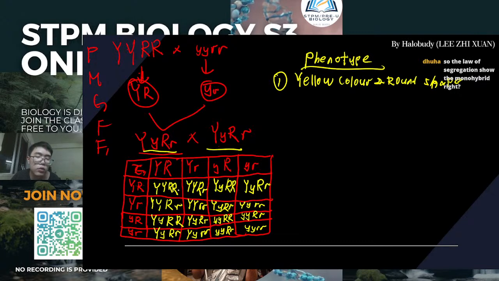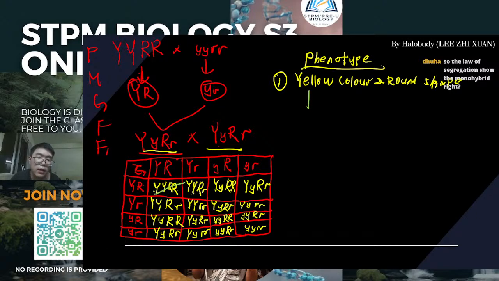Okay, so which one is yellow color? So we check one by one. Okay, so this one is yellow color, right? Round shape, correct. So this one already got one. One. For this one, I will use the blue pen. Okay. So this one I cancel.